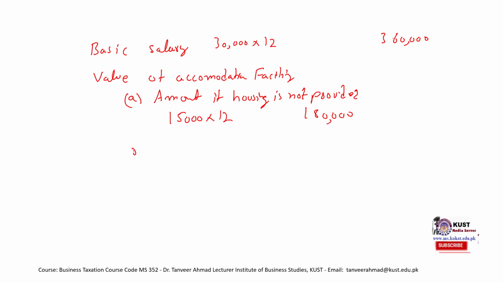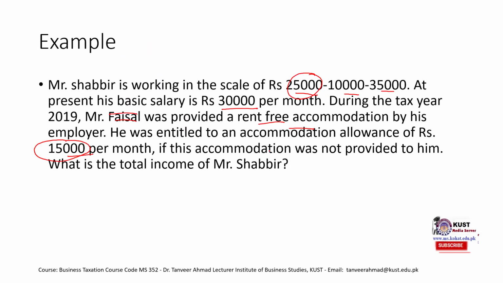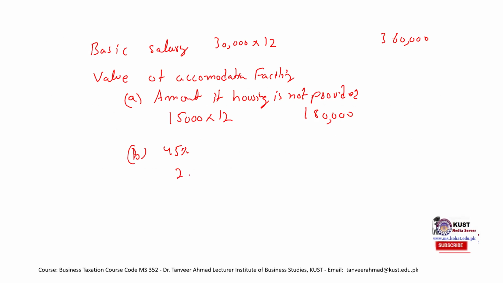Then we need to calculate the part B, which is 45% of the basic salary, 45%. So this 45% of basic salary, the time scale of basic salary is 25,000. So 25,000. Remember, we need to calculate yearly amount, multiply by 12, multiply by 0.45. So we get an amount of 1,35,000.